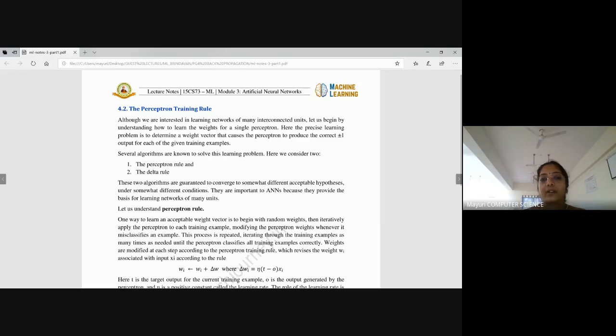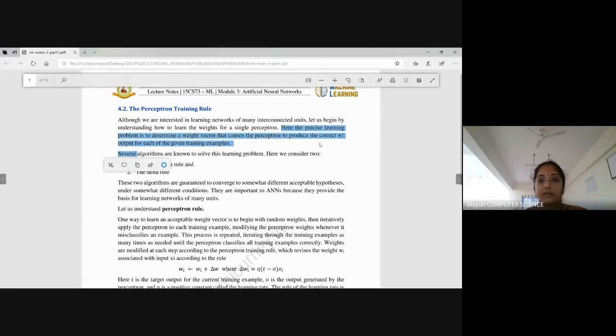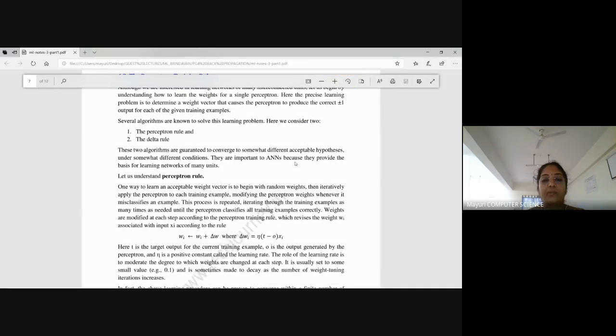Okay. So here, the precise learning problem is to determine a weight vector that causes the perceptron to produce the correct output, meaning either 1 or -1, for each of the given training examples. Right? So we just use the perceptron training rule, and based on that we'll solve a particular problem today. So one way to learn is, see here how the weight updation happens.